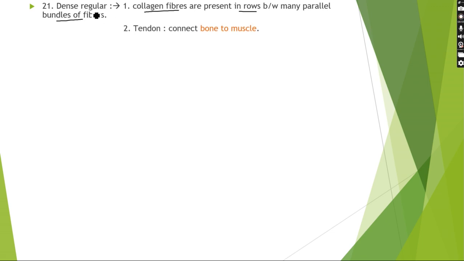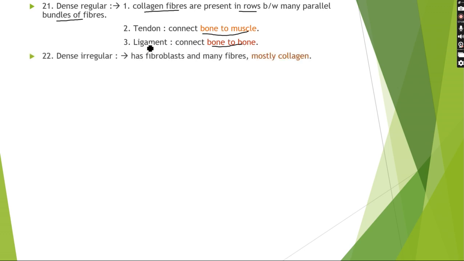Okay, and dense regular में क्या क्या है? Tendon and ligament. Okay, tendon का काम है tendon connect bone to muscle and a ligament connect bone to bone. Okay, ये important part. Then dense irregular. So dense irregular में क्या point है कि it has fibroblast and many fibers. Mostly क्या? Collagen. Mostly collagen.